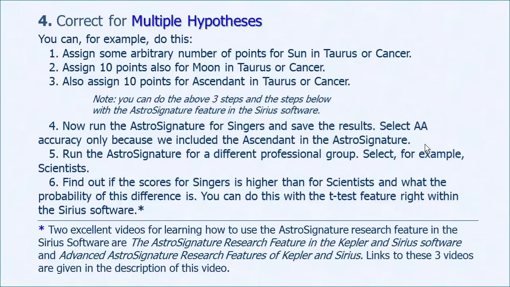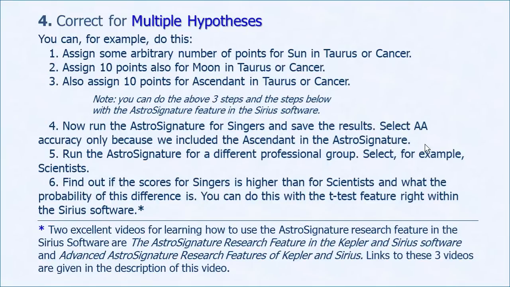You can put all of those things into an AstroSignature in the Sirius software. It's right there in the AstroSignature feature. You just add these things in. I've got here at the bottom, by the way, 2 excellent videos on learning how to use the AstroSignature Research feature in the Sirius software. One of them is called the AstroSignature Research feature in the Kepler and Sirius software, and the other one's called Advanced AstroSignature Research features of Kepler and Sirius.